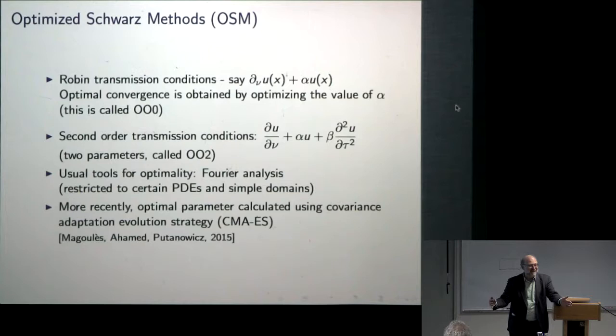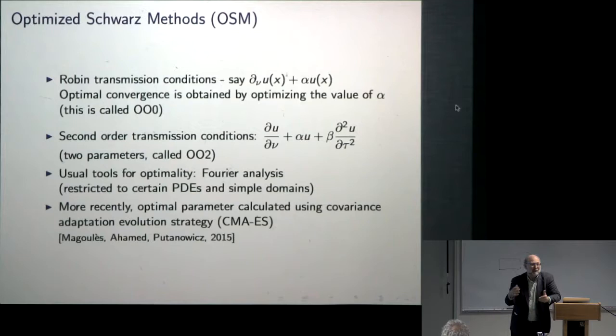And until recently, the traditional tools are Fourier analysis. So you can only apply this to rectangular domains or half spaces. And people did that, and then they found the optimal parameter for that particular PDE on this domain, and then they said, okay, this is the number I got, I'm going to use it for another domain that is not rectangular, but close or whatever. And it works. It's not the optimal, but it's the optimal for a nearby problem of some sort.